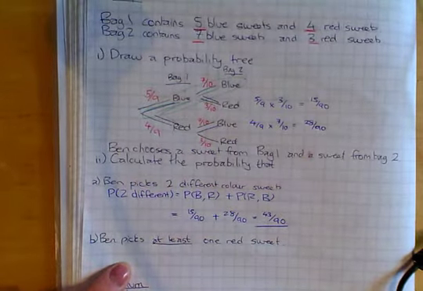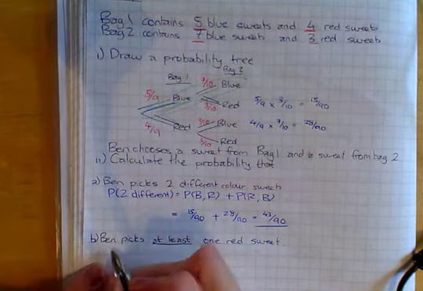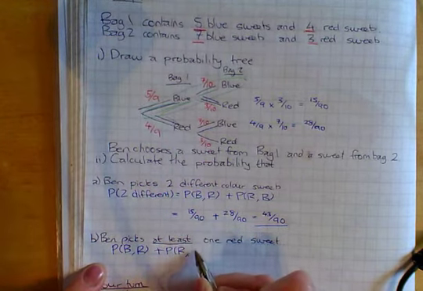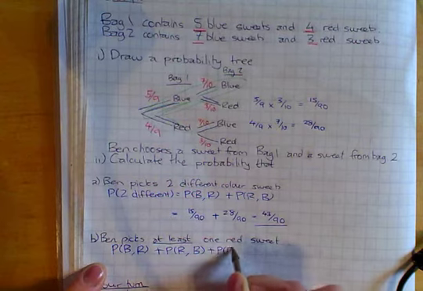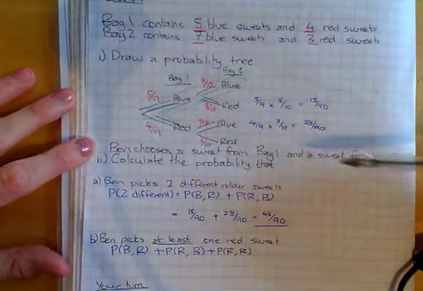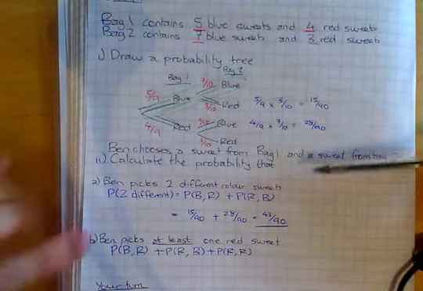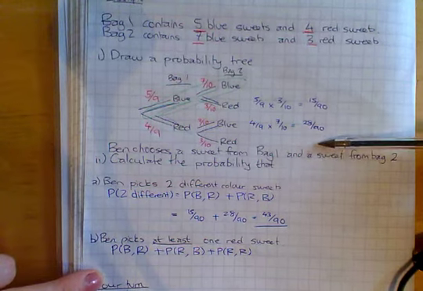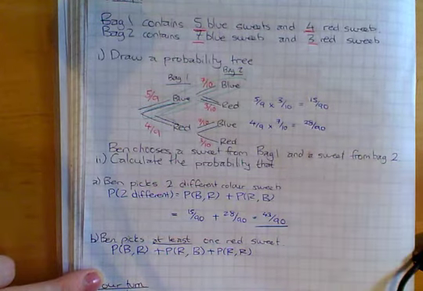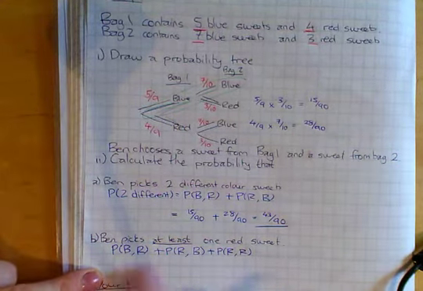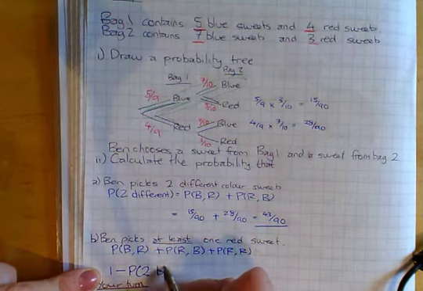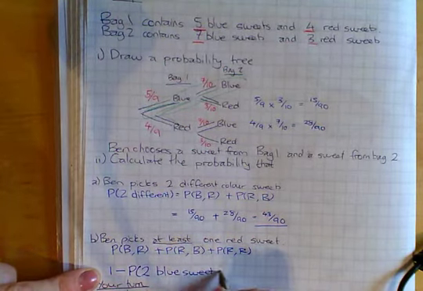So either I can find the probability he picked a blue and then a red, plus the probability he picked a red and then a blue, plus the probability he picked a red and then a red. I could do that and multiply across here and then add together. Or you can say that he could pick from any of these 3 options, and there's only one that he could not pick from. Now remember, all probabilities add to 1. So I could say that the probability he picks at least 1 red sweet is 1 minus the probability that he picks 2 blue sweets.